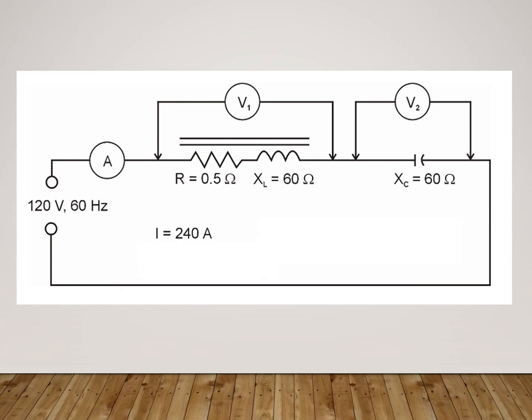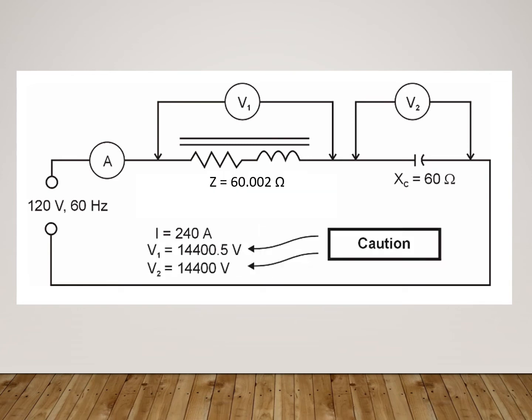Now, we might be afraid of the ampacity, but that's not really where the issue is. What the issue is, is what is that ampacity doing to my inductor and to my capacitor? If we look a little closer and I solve for Z on that coil, I find that my total impedance of the coil is going to be 60.02 ohms. The total impedance of my capacitor is going to be 60 ohms. Using Ohm's law and my ampacity of 240 amps, I find that the voltage across that coil is going to be 14,400.5 volts. And the voltage across my capacitor is going to be 14,400 volts.